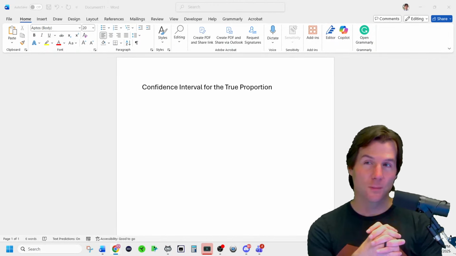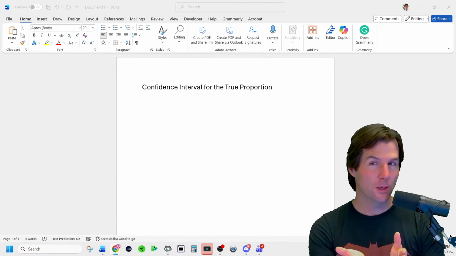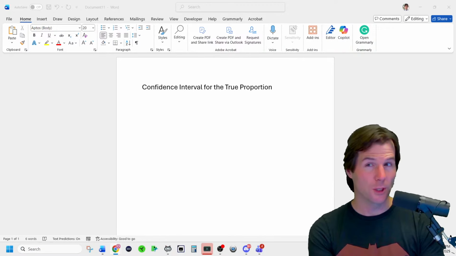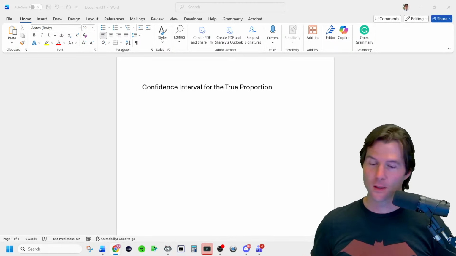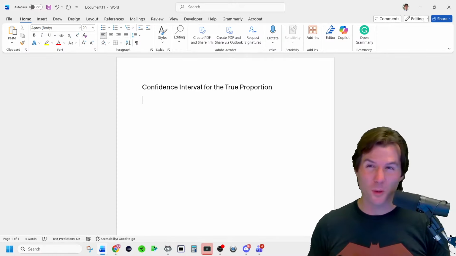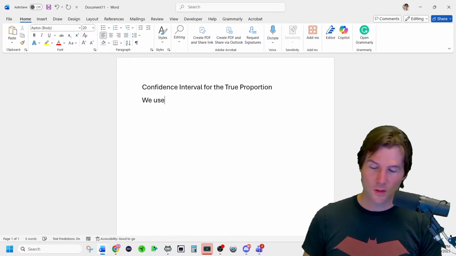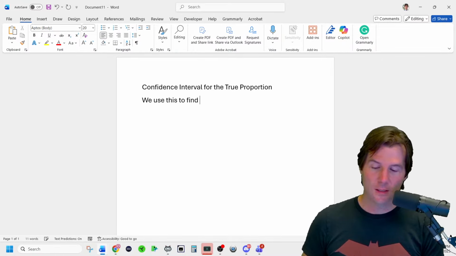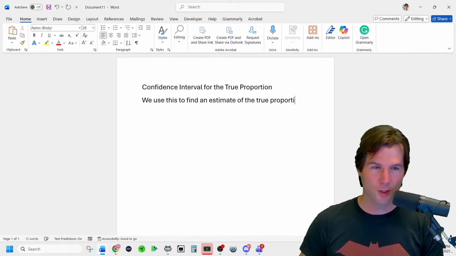So you're trying to understand what a confidence interval for the true proportion is. Well, first, let's talk about it theoretically and what you're trying to find. Probably one of the best ways to think about this is to think about when we would use it. We use this to find an estimate of the true proportion. So what does that mean?